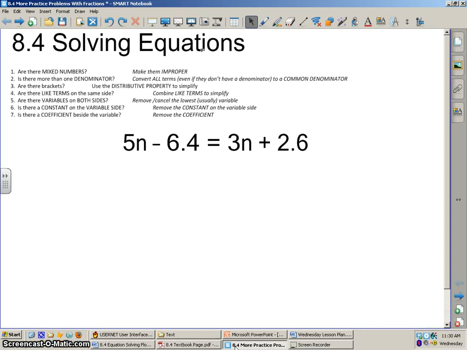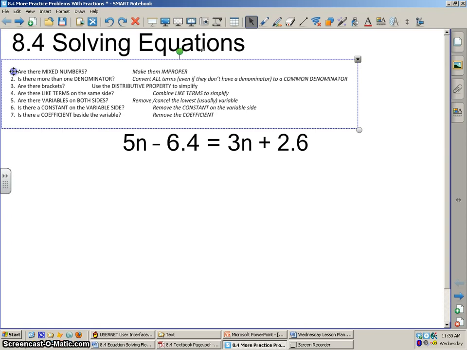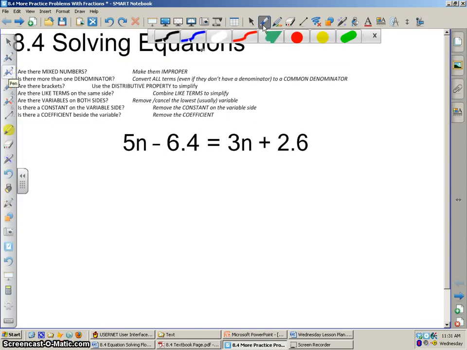What step do we start our process at? Well, in this case, I don't see any mixed numbers. I don't see more than one denominator. I don't see brackets. I don't see like terms on the same side. So I get to variables on both sides, right? That's the idea. You step your way through that. When we have variables on both sides, we're going to get rid of or cancel the lowest variable. Usually the lowest variable. There's a case where you might not. So we'll try that here.